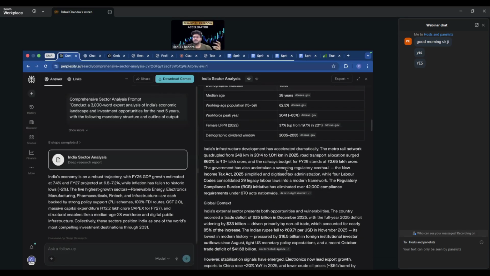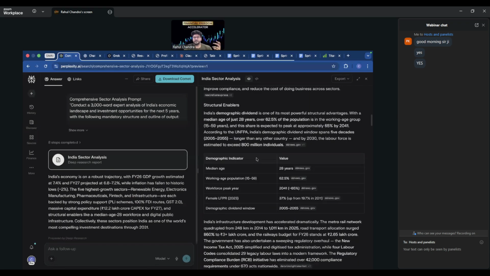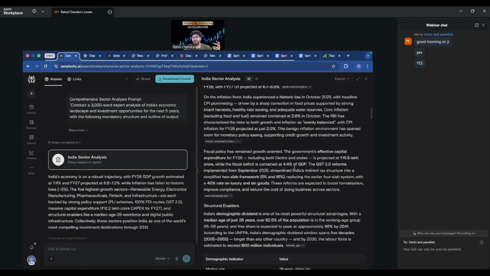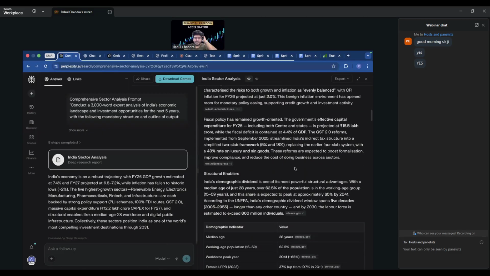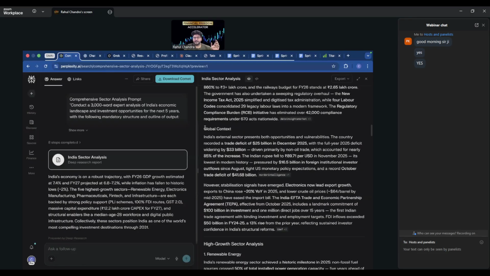Now, why is it going through all of this? Why is it looking at the structural enablers or the macroeconomic indicators? To try and identify where the broader trend is, where the support is, and which industries it can potentially help. So that's that. But what did I say? It's not only about what is happening in India, it looks at the global context as well.